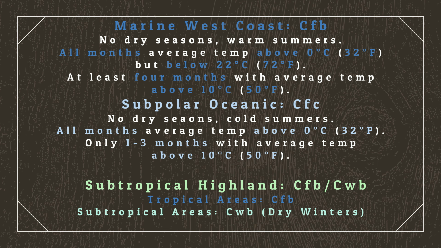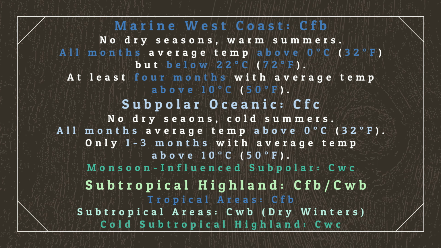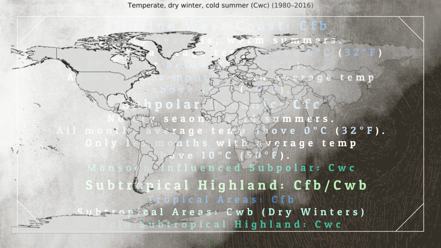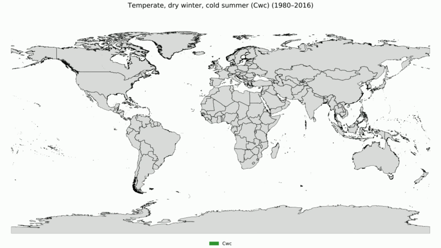There is also a fourth oceanic climate type with dry winters and cold summers, found as either monsoon-influenced subpolar oceanic climates or as cold subtropical highland climates. Though this climate type is exceptionally rare and highly localized at altitude. So rare and localized, in fact, that they don't even register when looking at a climate map of Earth.